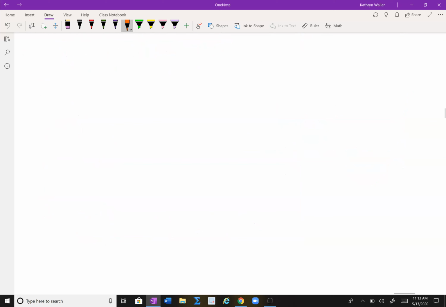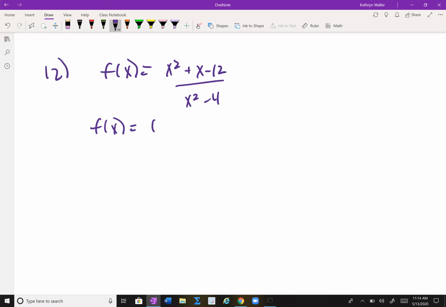Okay, number 12. Okay, so this is the rational function, which is vertical asymptote, horizontal asymptote, all that stuff. So step 1 is always to factor. So the top goes to x and x. 12 is going to go to 3 and 4. Signs are different. Biggest is the positive.